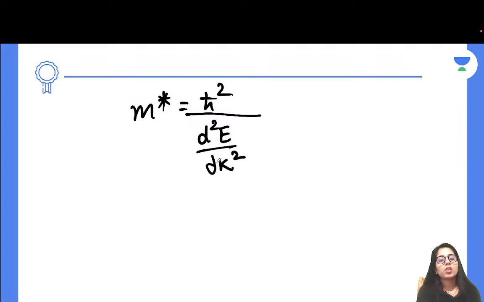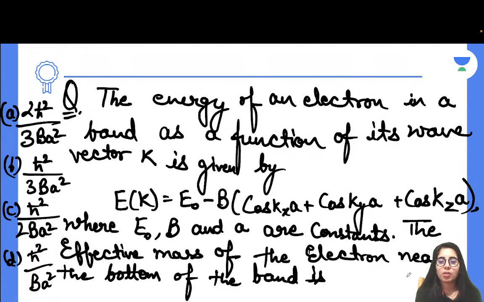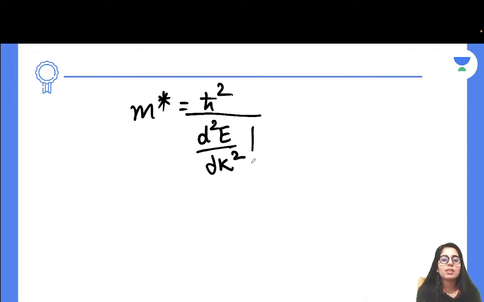In this situation, the main condition I wanted to talk about and show you is near the bottom of the band. When they talk about near the bottom of the band, it means k is tending to 0, but it is not exactly equal to 0. That's the mistake anybody can make. If the statement says at the bottom of the band, that means k is equal to 0. But when they say near the bottom of the band, it means k is tending to 0. That's what you need to know. Okay, and now accept this.